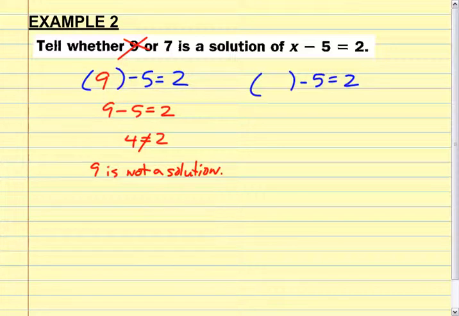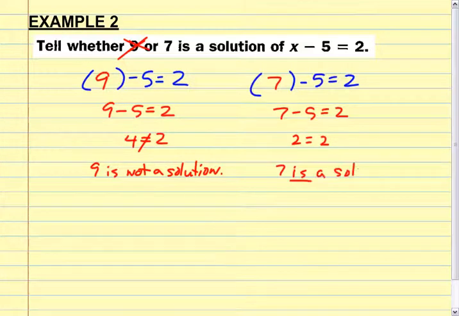Allie, what do I need to plug in? I need to plug in 7. I checked 9. It was not a solution. Let's check 7. That gives me 7 minus 5 equals 2. What is 7 minus 5, Allie? 2 equals 2. Is that true? All right, so 7 is a solution. All we have to do is plug it in to see if it gives us something that's true. And if it does, then it is a solution. Okay, let's look at the next one.